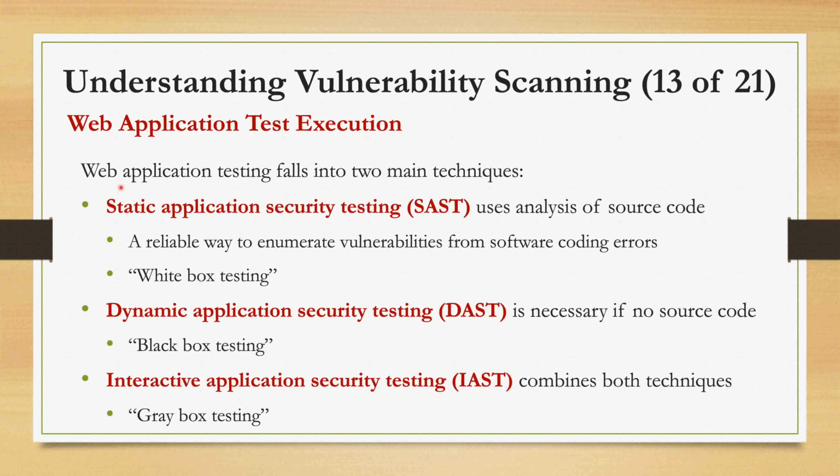Now, web application testing falls into two main techniques. The first one, static application security testing. We have dynamic, and we have interactive application security testing. So I'm going to talk briefly about each one of them. Now, the static one, okay, basically, the key feature is a reliable method to detect software coding errors like input validation issue, insecure APIs, and poor coding practices.